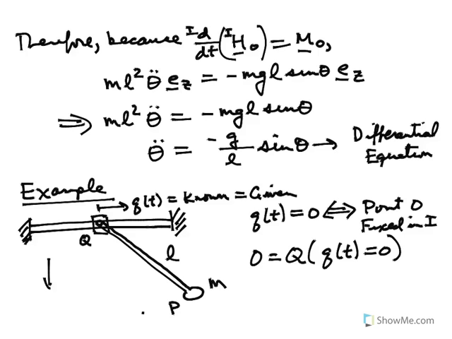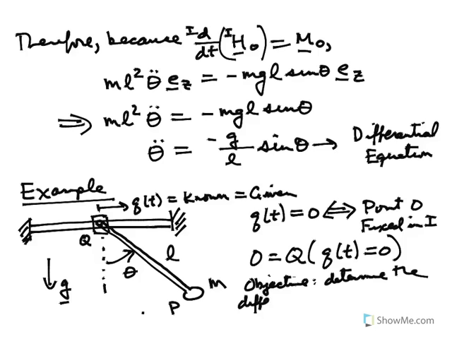And again, we have gravity acting downward, and then this angle is theta. So it's the same setup except for now the pivot point, which is point Q, or the hinge point, slides on this horizontal shaft. And again, we want to derive the differential equation of motion. So this is the objective: determine the differential equation using angular momentum.